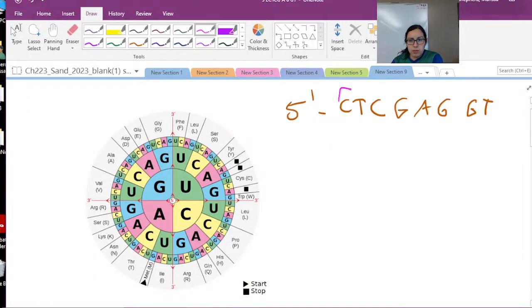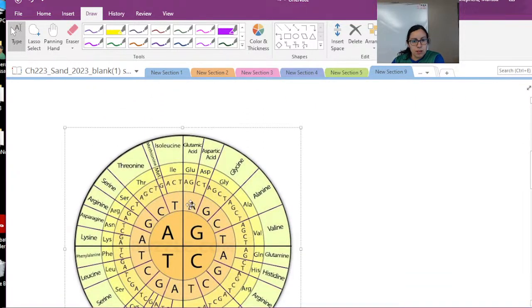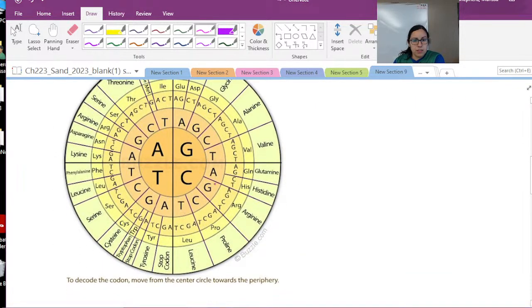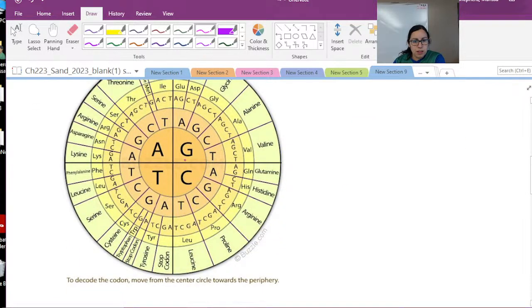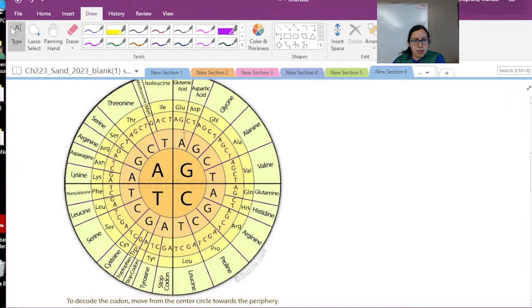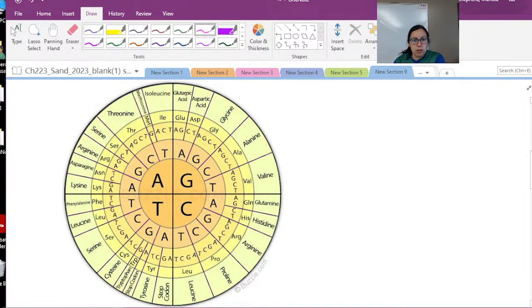So we start with the first 3 code. So CTC. So going down, I'll look at this one because it has C, so C, T, C. So that corresponds with leucine here. So then we can identify that. So this is leucine. And then we find GAG. So I'll use this one. So GAG, so glutamic acid.